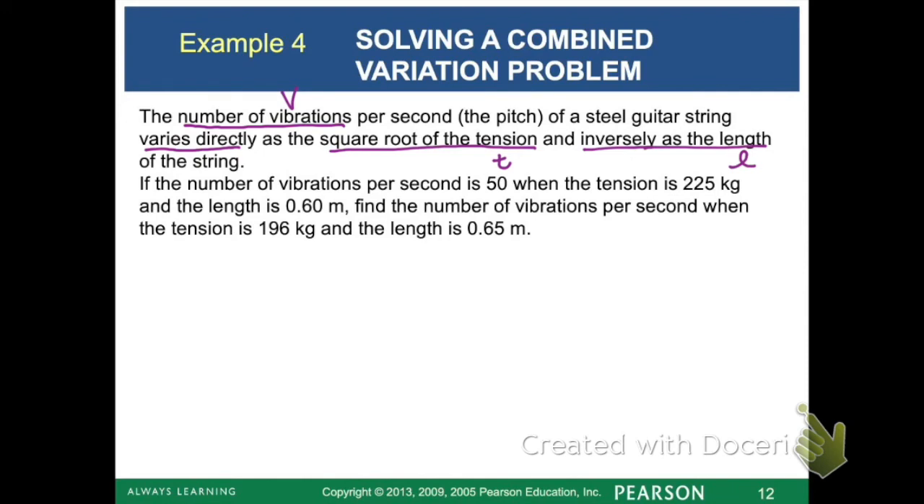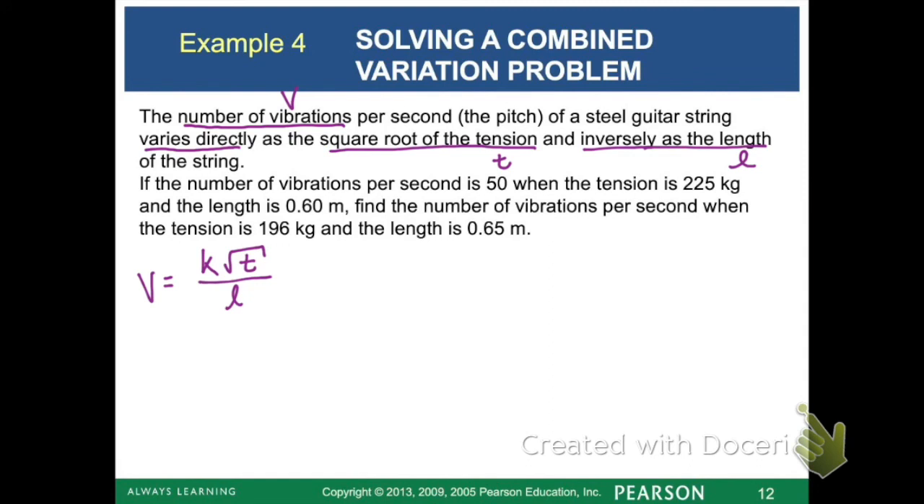So a couple things to focus on here. We have both direct variation and inverse variation going on. So V equals, and then it varies directly with the square root of T. So in the numerator on top, we're going to have K times square root T. And then in the denominator, since it says inversely, that's where we're going to put our L. So here's our equation. We've got direct variation going on top with K times square root T, and inverse variation going on the bottom since we are dividing by L.